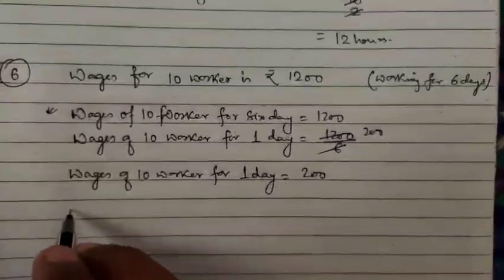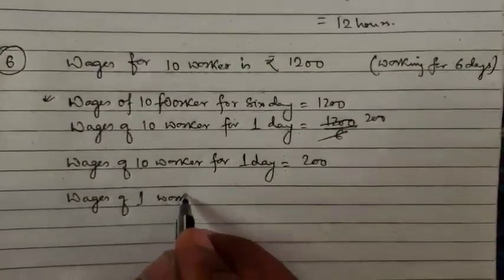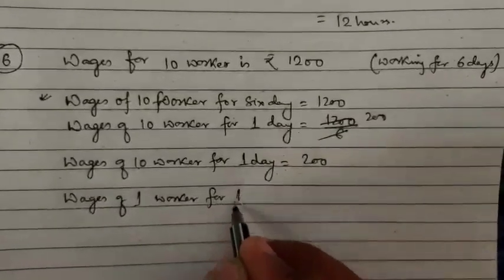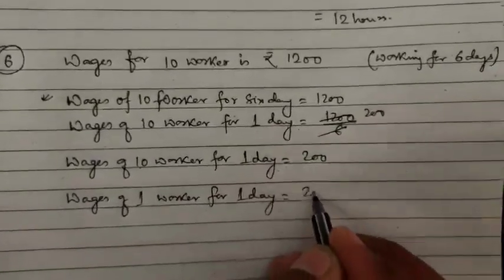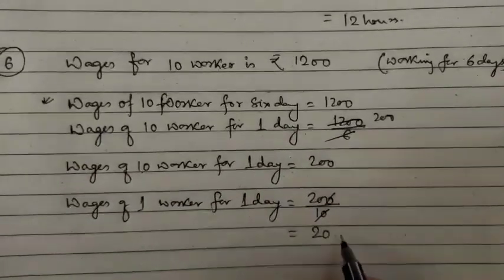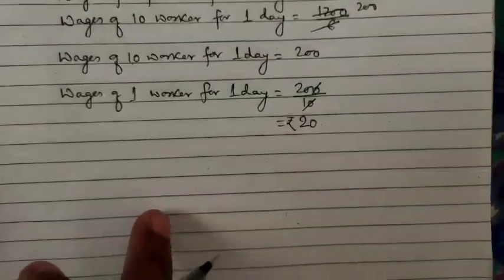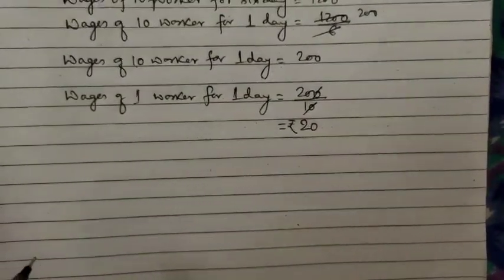Now we will find the wages of 1 worker for 1 day. Again we have to divide. Wages of 1 worker for 1 day is equal to 200 by 10. 0 0 cancel, it will be 20. That means wages of 1 worker working for 1 day is rupees 20.